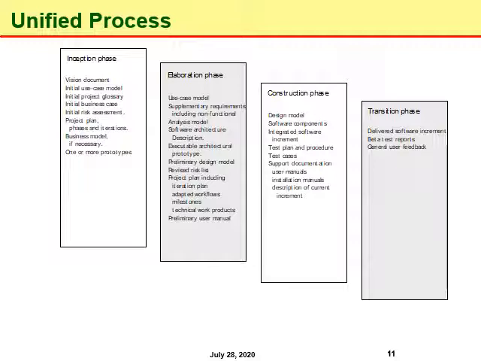The transition phase of the unified process encompasses the later stages of the generic construction activity and the first part of the generic deployment activity actually. So then the software is given to end users for beta testing and user feedback reports both defects and necessary changes. At the conclusion of the transition phase, the software increments actually become a usable software release.